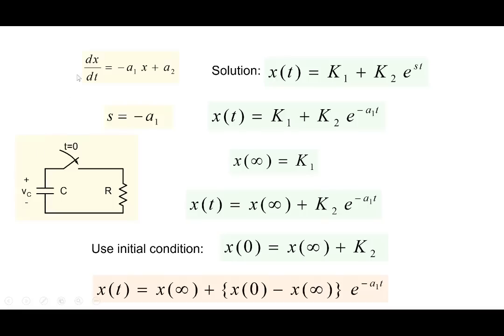But if you encounter a first order differential equation consisting of only the first derivative in the equation, then this is the general form of the solution here. So we will use this. Now note that x could be anything. If x is current, then we will write it equal to I infinity plus I0 minus I infinity and all that. If x is a voltage, we'll write it for voltage here. So it applies to x being anything, current or voltage.